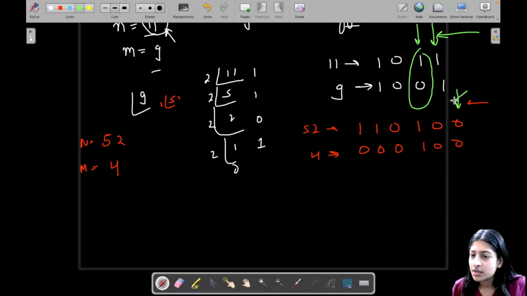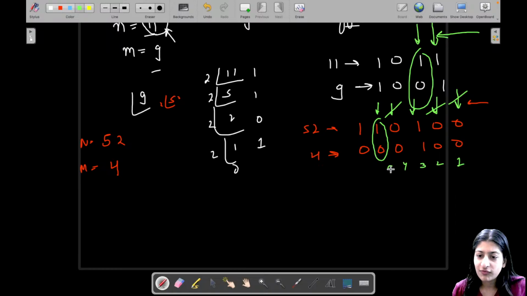Both are 0, move to the next position. Both are 0, move to the next position. Both are the same, move to next. Both are the same, move to next. At this position, I find that the numbers have different bits. So which is that position? This is position 1, 2, 3, 4, 5. So you should be returning 5 as your answer.